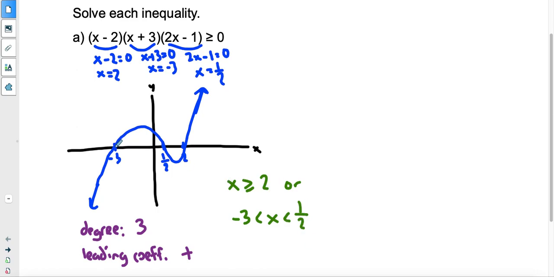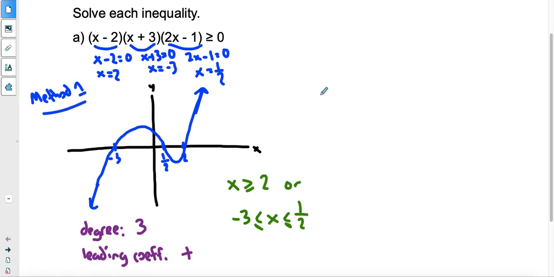Also, this polynomial is equal to 0 when x is equal to negative 3 or when x is equal to 1/2. So I'm going to want to put an equal sign right here, like this. So we can see from the graph that these are our two solutions. Okay, so that was one way you could solve this inequality, by just graphing it out.